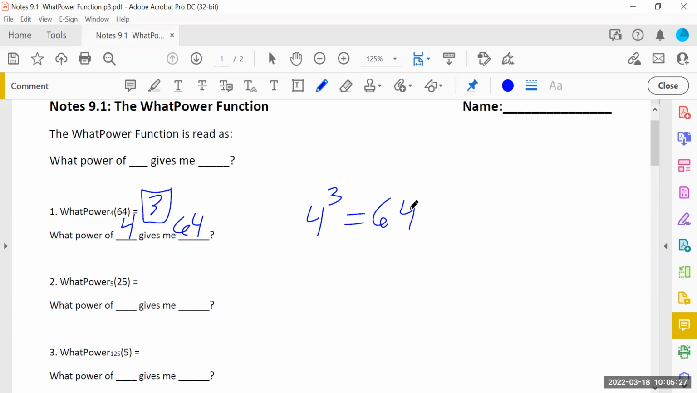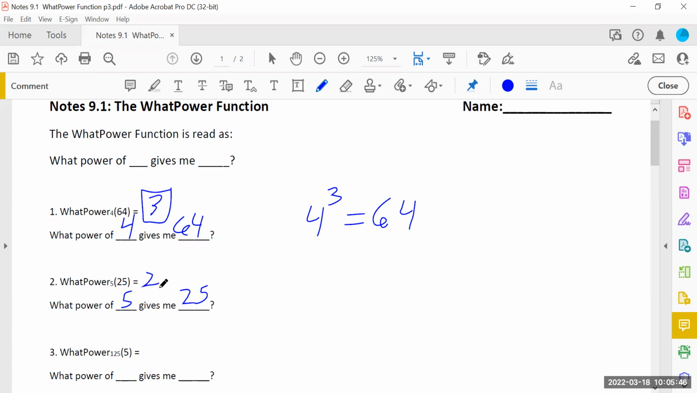This is not my answer. This is checking my answer. My answer was 3. Next one, what power of 5 gives me 25? 2. That's exactly right. There's my answer. Now, the basic ones like that, super simple.